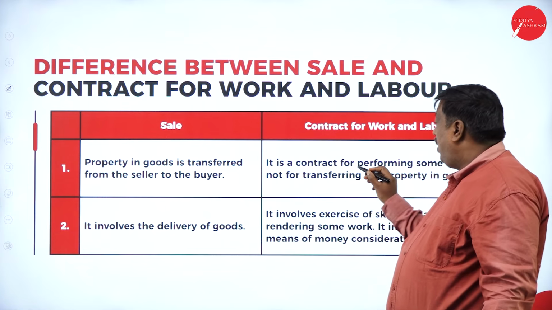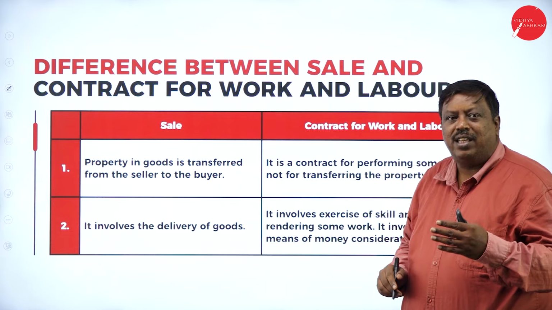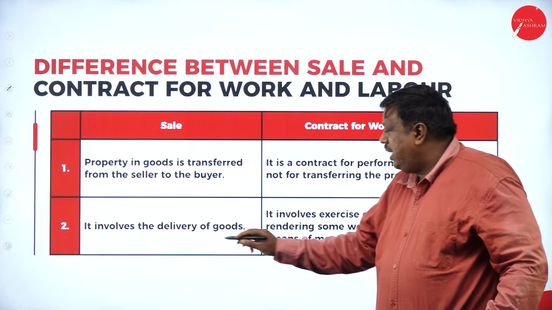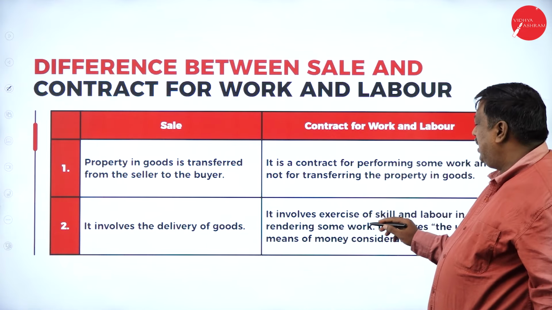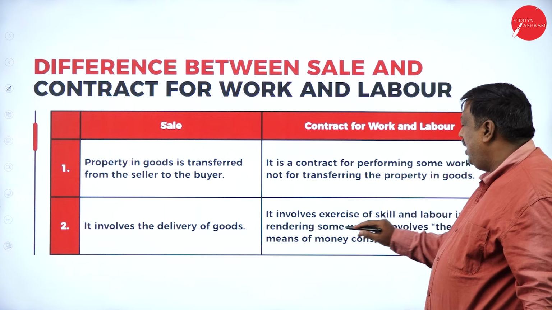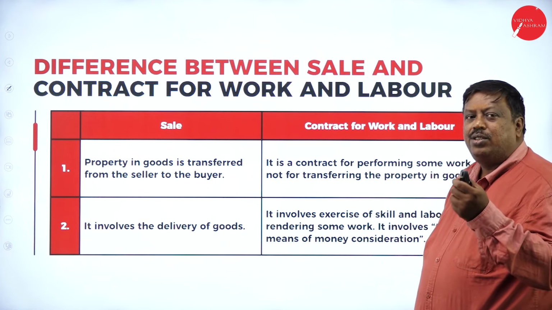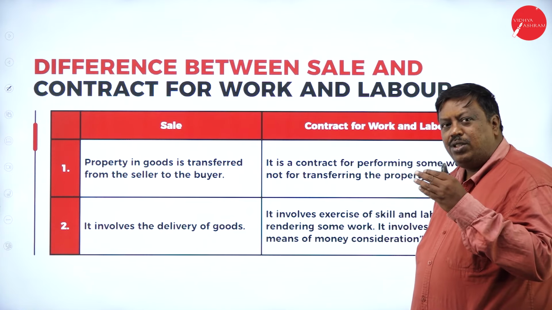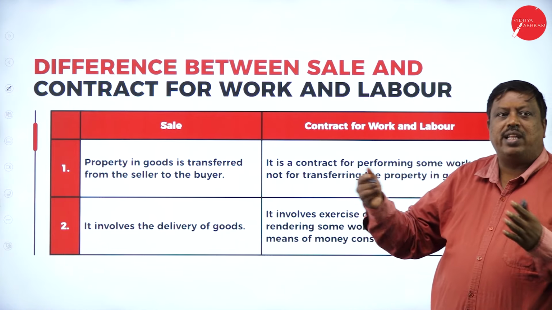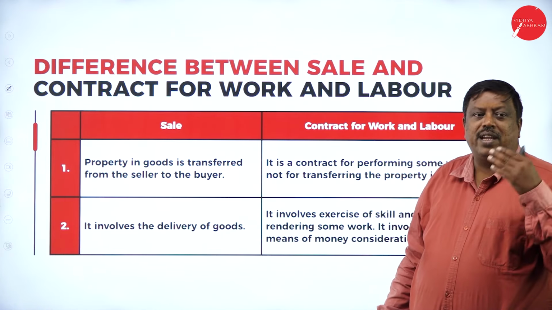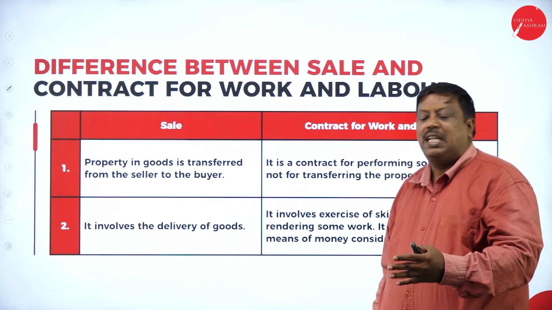But here, it is a contract for performing some work and not transferring the rights of the goods. It involves delivery of goods, so we are going to deliver the goods to the buyer. In this case, the exercise of skill and labor in rendering some work means we are giving a job work for the people where they're going to use their skill and convert the raw material into finished goods, or for example, interior decoration. We are giving a task to them, a job where they're going to work. That's it. They're not going to deliver the goods here.